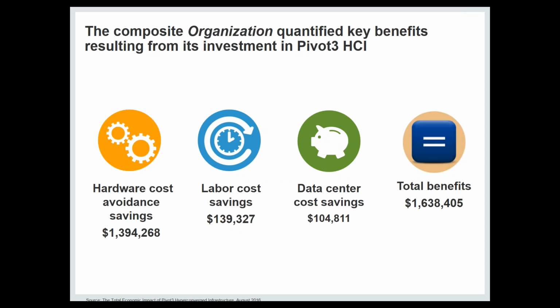So Forrester was able to quantify 3 key benefit categories resulting from an investment in Pivot3 HCI. Hardware cost avoidance savings of almost $1.4 million, labor cost savings of $139,000, and data center cost savings of $104,000 for total benefits of $1.6 million. And this is over the course of 3 years. Next slide.